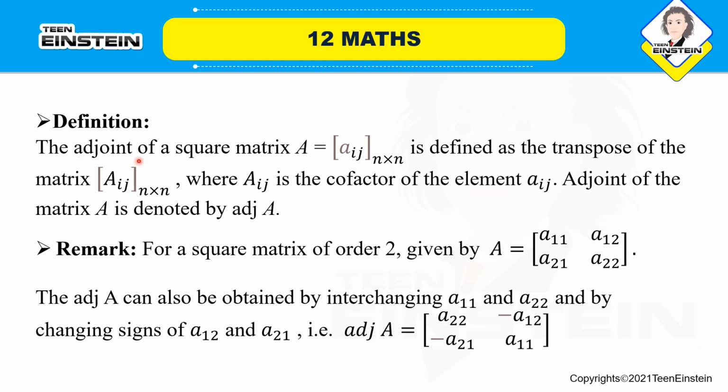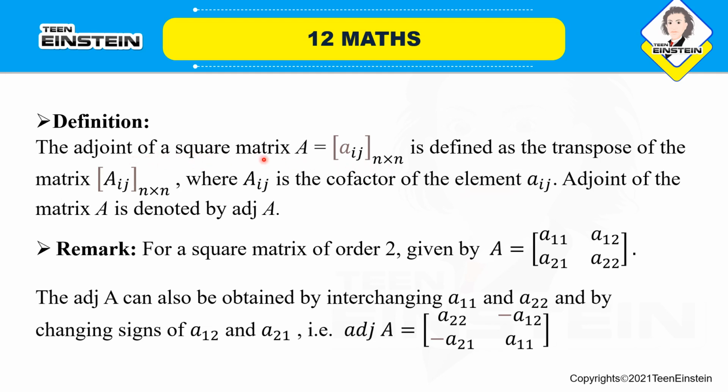Definition: the adjoint of a square matrix A equal to the matrix [aij] of order n cross n. So we are defining the adjoint for a square matrix A. You know the definition of a square matrix: the number of rows is equal to the number of columns. Let A be any square matrix of order n. Here the number of rows is n and the number of columns is n, both are equal, so it's a square matrix of order n.